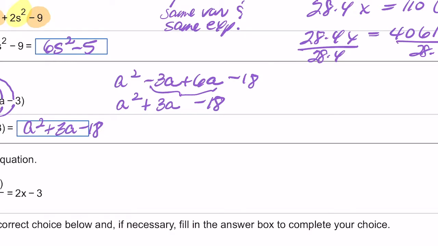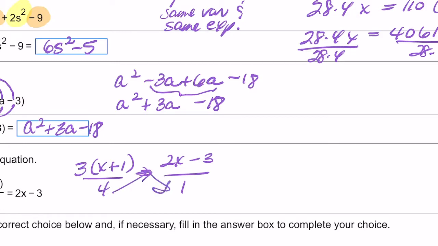In number 43, I'm solving. So if you notice, I have a proportion. I've got a ratio equal to another ratio. I can just put the 2x minus 3 over 1. So now you have a fraction equal to another fraction, which is a proportion. To solve a proportion, remember we cross multiply. So 1 times 3 times x plus 1 is just 3 times x plus 1. And then on the other side, I have 4 times the quantity, 2x minus 3. You have an expression you're multiplying by 4, so you want to make sure you put this in parentheses. And then we distribute.